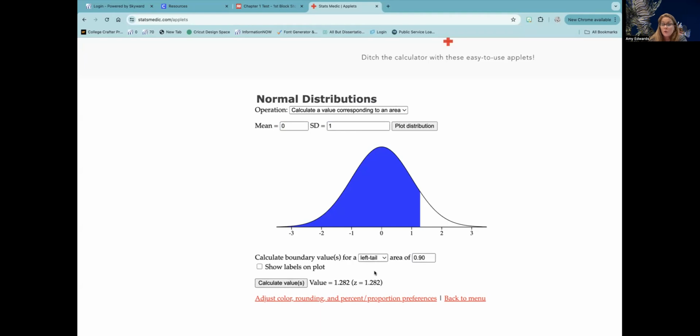Calculate the value. Do we have this z-score down here? You see the value is the same thing as the z-score because our mean is 0 and standard deviation is 1. So I'm now going to write down that z-score, 1.282. Okay? This is how you're going to find that z-score.